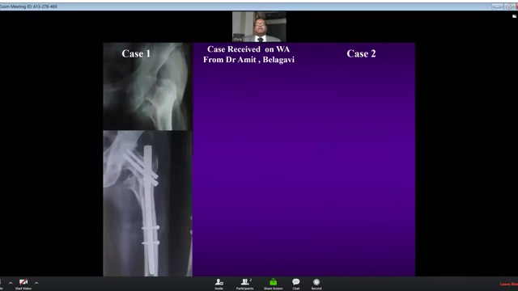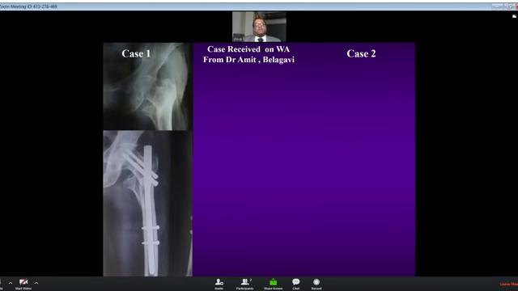This is an X-ray shared by Dr. Amit, my friend from Belgaum. I did a workshop and live surgical demonstration there. In the immediate next week, he did 2 cases on one day and he sent me these X-rays. On the left, you can see the beak of the proximal fragment going into the medullary canal. That indicates that this is a varus reduction.